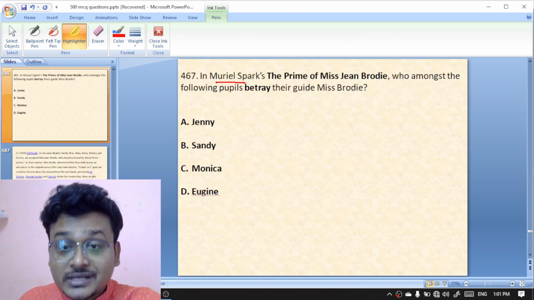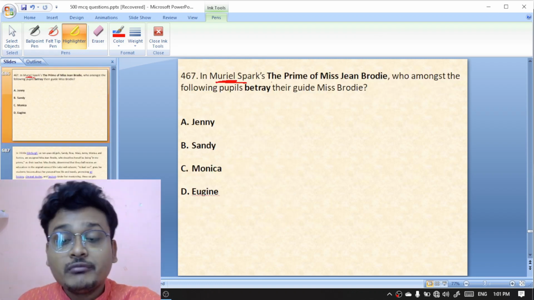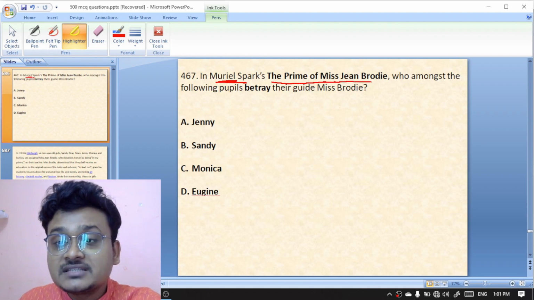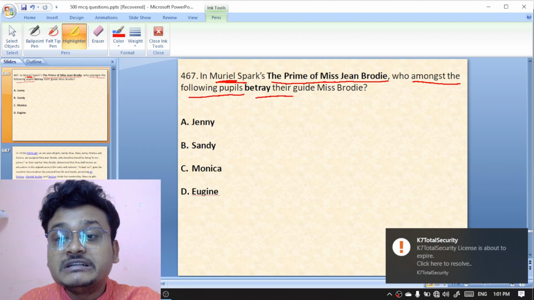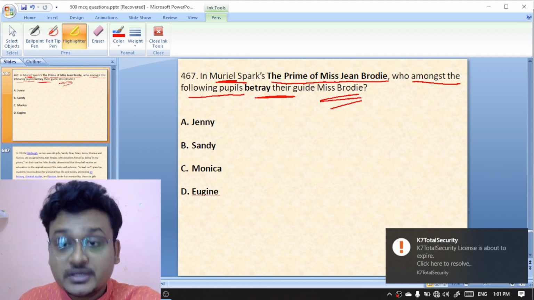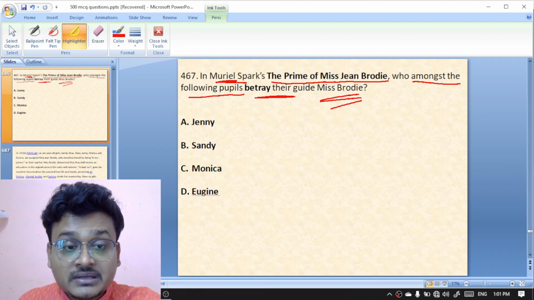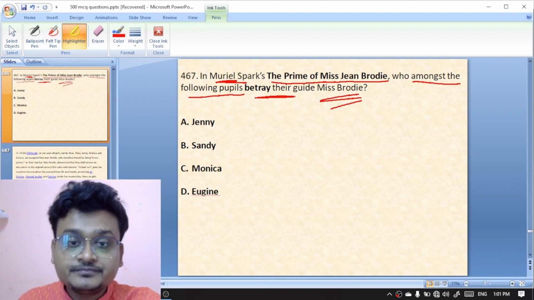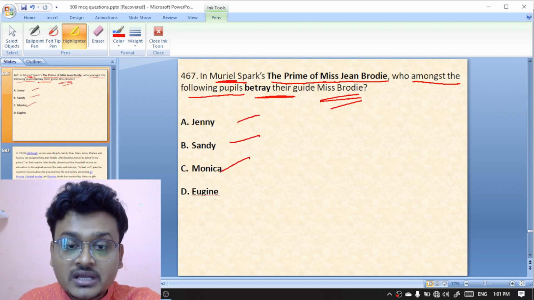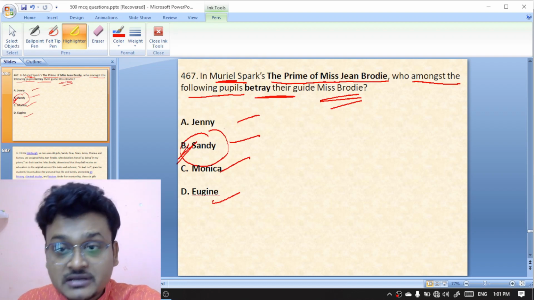Muriel Spark's famous work, The Prime of Miss Jean Brodie. Which among the following people betrayed their guide Miss Brodie? Miss Brodie was the guide, and among them there were six students, and one of them betrayed. So Jenny, Sandy, Monica, Eugene. Here Sandy was the one who betrayed.